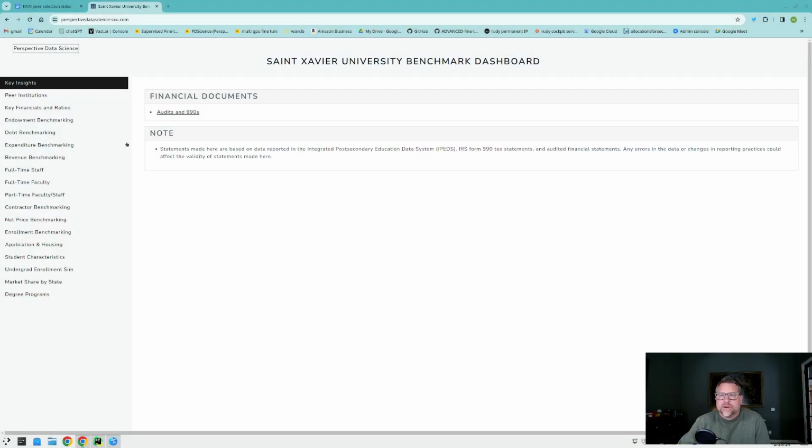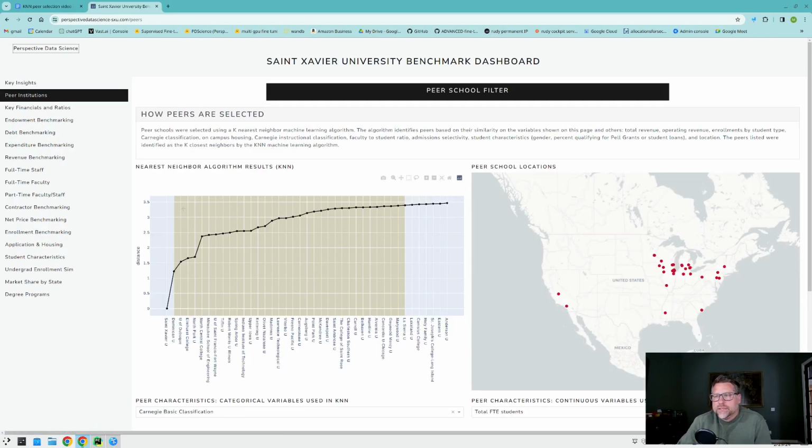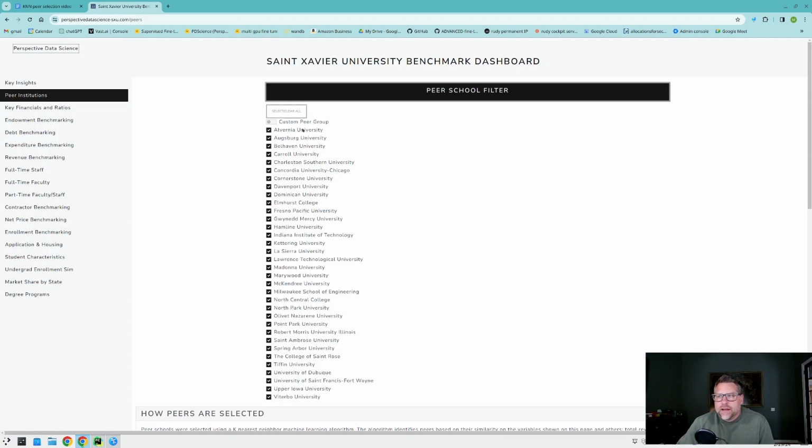Just a bit about what our end tool looks like when we select peers and start analyzing. I'll give you the example of St. Xavier here. This is the St. Xavier dashboard. The first thing we do when we create these dashboards is to figure out what's the peer set that we're going to compare this school to. You can see that typically I have a peer set in my dashboards of about 35 peer institutions.